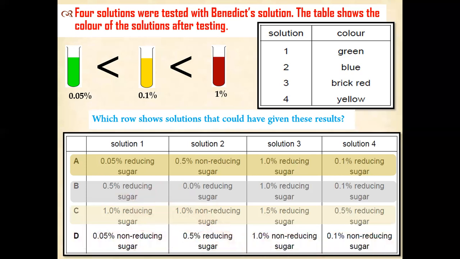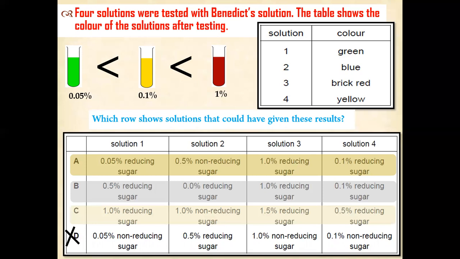So here we have the first, which is D. Now in this D, the solution number 1 should be green. And it's saying 0.05% non-reducing sugar. So if it is non-reducing sugar and the concentration is 0.05%, this color should be blue. But in the solution, it is giving green color. So that's why the solution number 1 option is wrong.